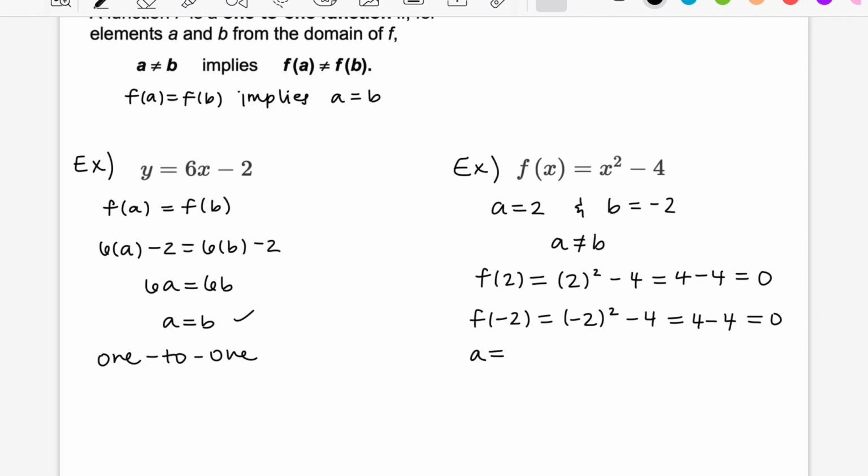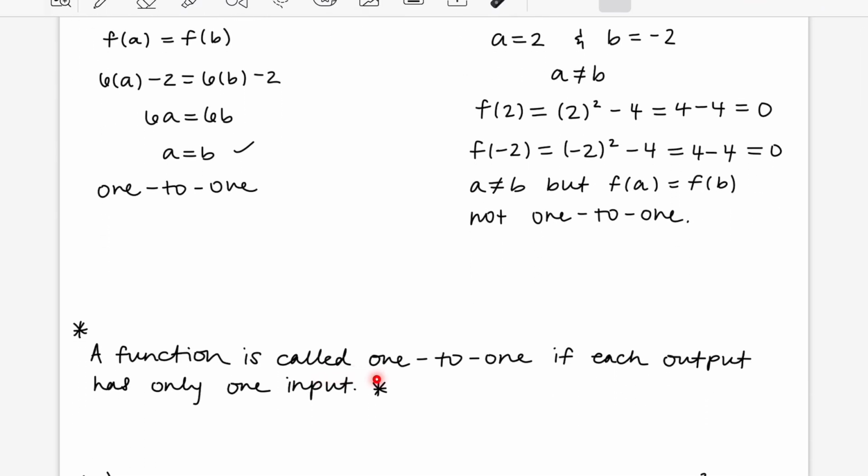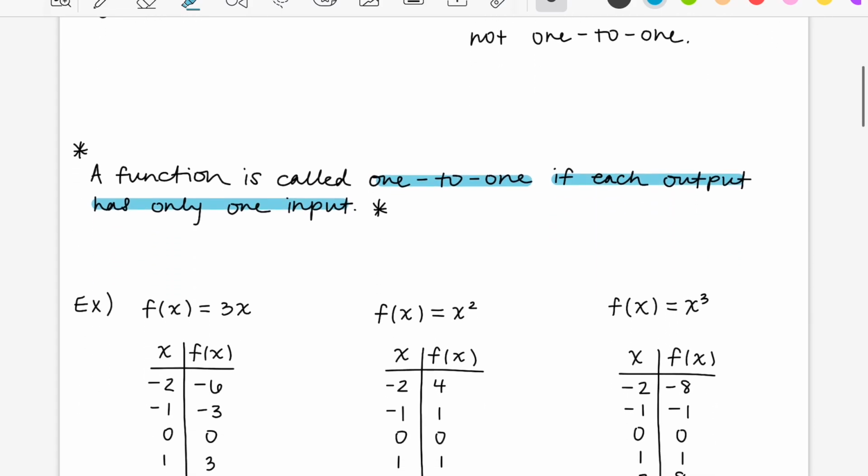So here we have a is not equal to b, but we just showed that f of a is equal to f of b. We got 0 for both of these. So this tells us this function is not one-to-one. Another way to think about this: a function is called one-to-one if each output has only one input. So that would be a one-to-one function. We'll look at these examples right here.